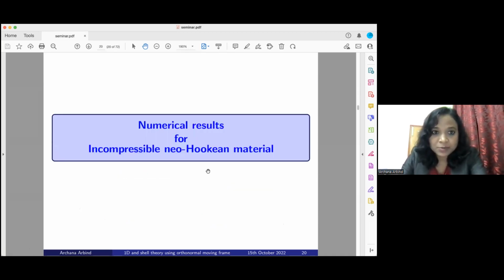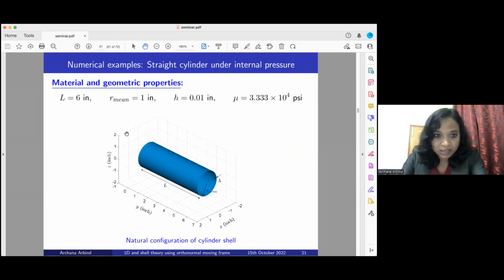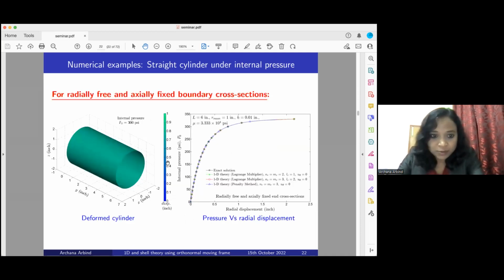Let's see some of the numerical results for incompressible Neo-Hookean material, and also some other material models as well. For example, here it is a straight cylinder. Here the reference curve would be a straight line. I have used this one to validate our result. The thickness, length, and all the geometric parameters are given, and this is the material parameter, and internal pressure is applied. I have solved this for 3 boundary conditions.